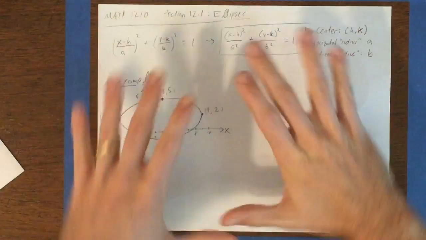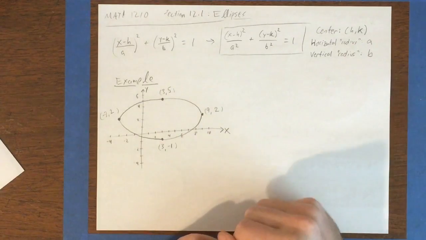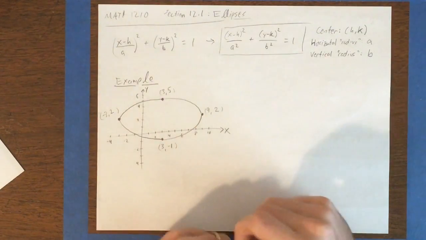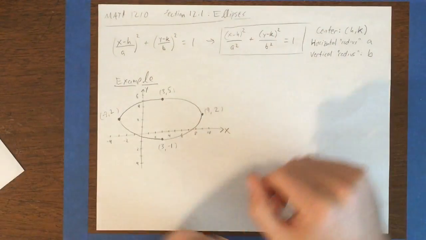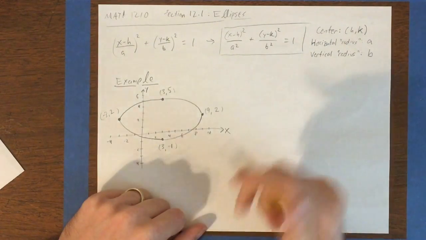We're not going to be dealing with tilted ellipses in this class. That is a thing that you can do, but it requires trigonometry. So maybe if we have time, we can come back and look at tilting axes later in this class, but it will not be today.